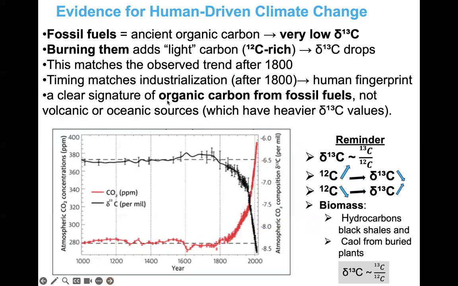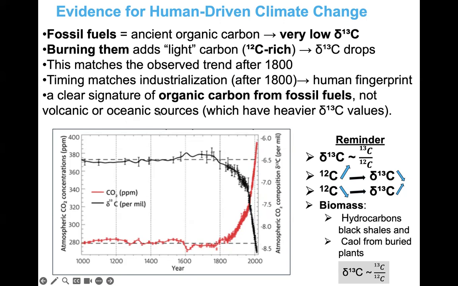And again, it's explained right here: fossil fuel, ancient organic carbon, they have very low delta 13C because, remember, a lower value of this means simply a loss of C12. When you burn those fossils that have a loss of C12, you add light carbon into the air, which is C12. This causes delta 13C to drop. And this matches exactly the observed trend after 1800. We have more CO2 and delta 13C drops right here. Increase of CO2, decrease of delta 13C.